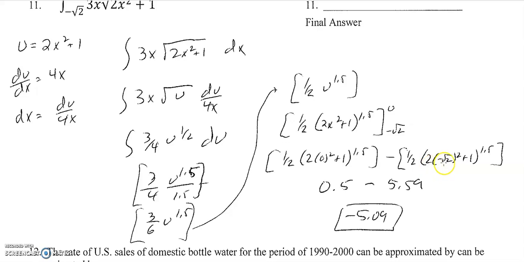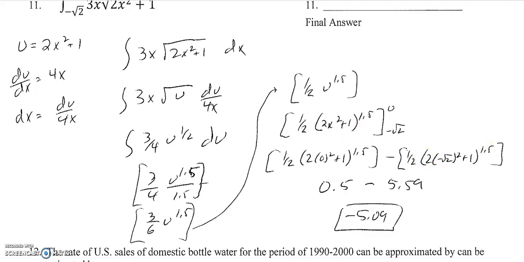When you have 2 times negative square root of 2 squared plus 1, negative squared is positive. Square root of 2 squared is 2. 2 times 2 is 4. 4 plus 1 is 5. Then you can type in 5 raised to the 1.5 times 1/2. So take things slowly if you don't want to type the whole thing in the calculator at once.